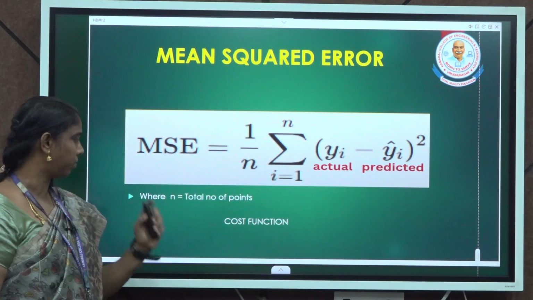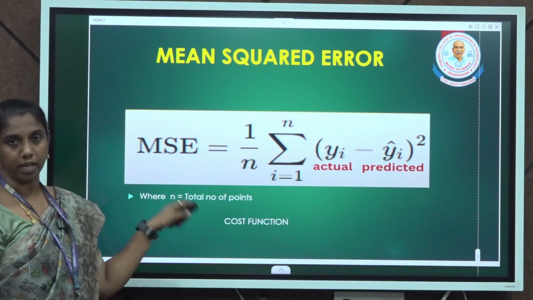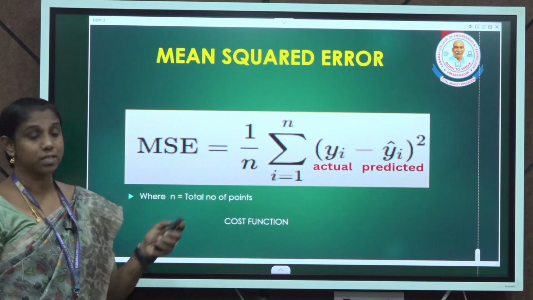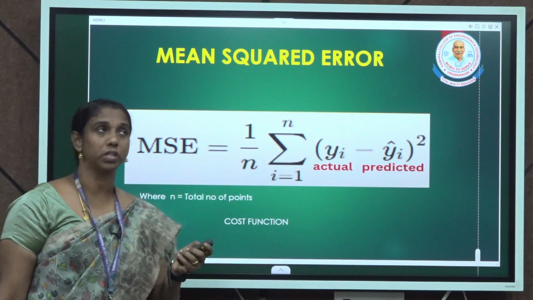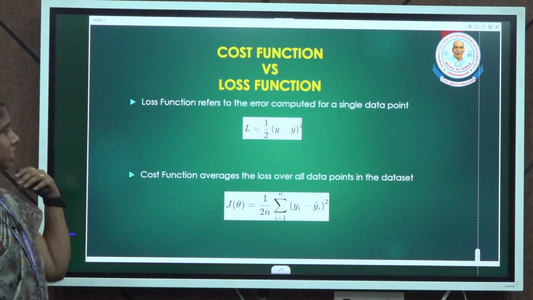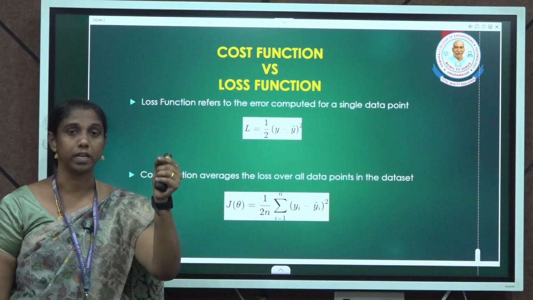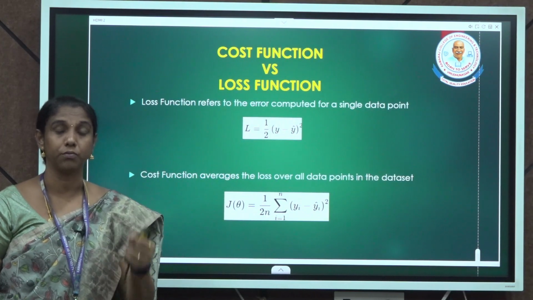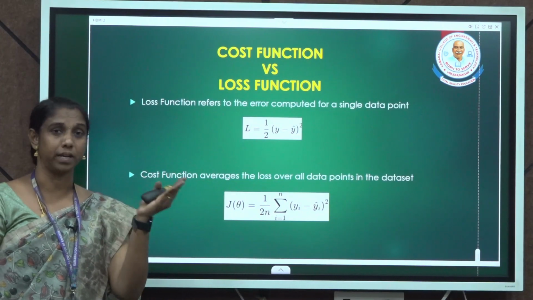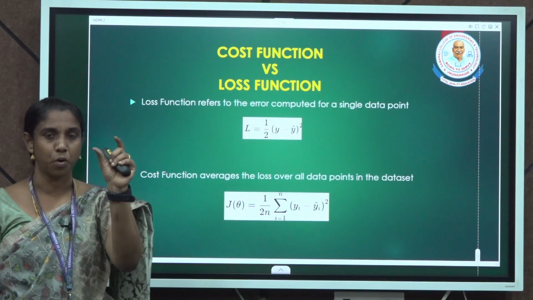So it's a simple one. Here n is the total number of points, so we have taken 5 points, n is equal to 5. This is sometimes called the cost function. There are two things, cost function versus loss function. The loss function refers to the error computed for a single data point. If you take a single data point and calculate the loss, that is predicted minus actual, the whole square, divided by 2, because we take only one point.